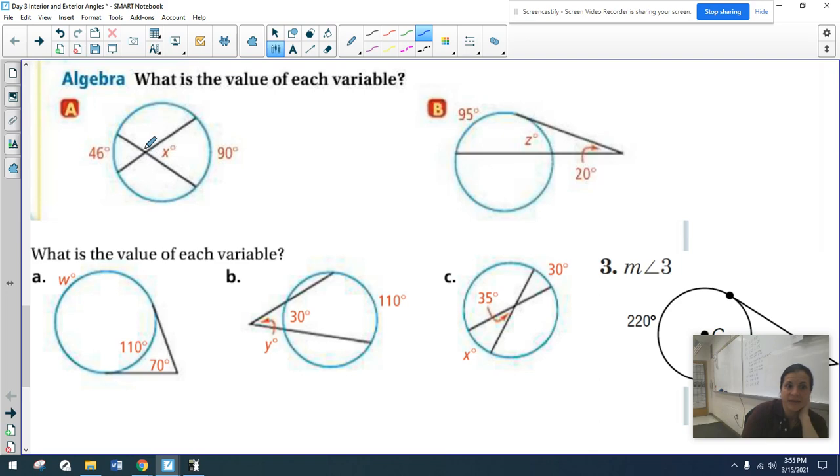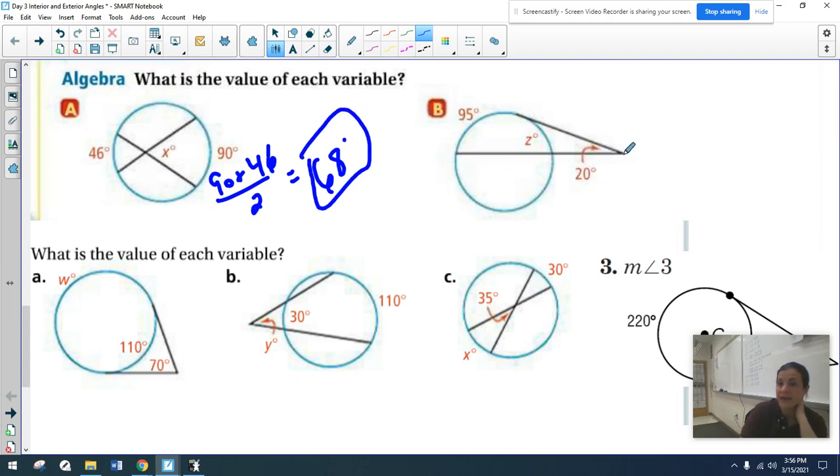This is on the inside, so this is not a central angle. So you have to use the two arcs that the angle makes, this angle and this angle. So I've got the 90 and the 46. Add them up, cut them in half. That's going to give me 136, and half of 136 is 68. So 68 degrees for X.